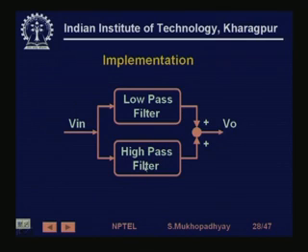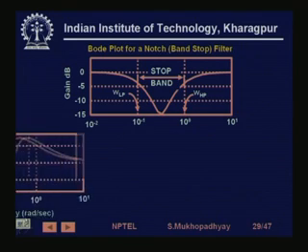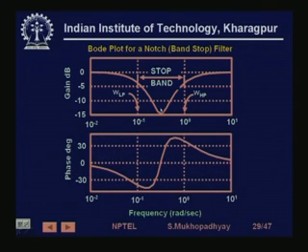That is what is shown here, that low pass and high pass are shown in parallel. The Bode plot is also shown. You can see that it falls down at some frequency, so it rejects this stop band.